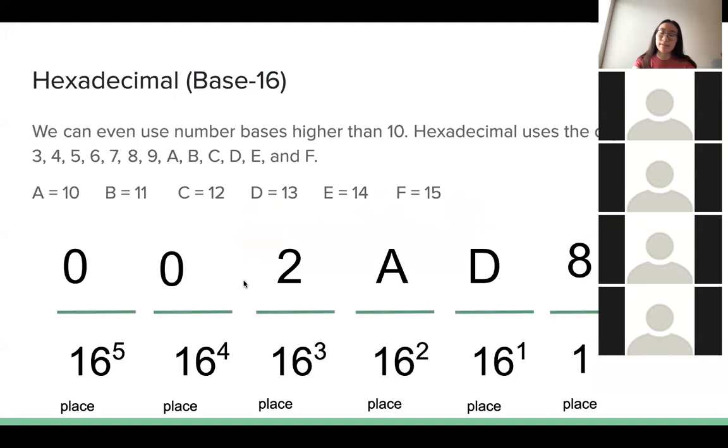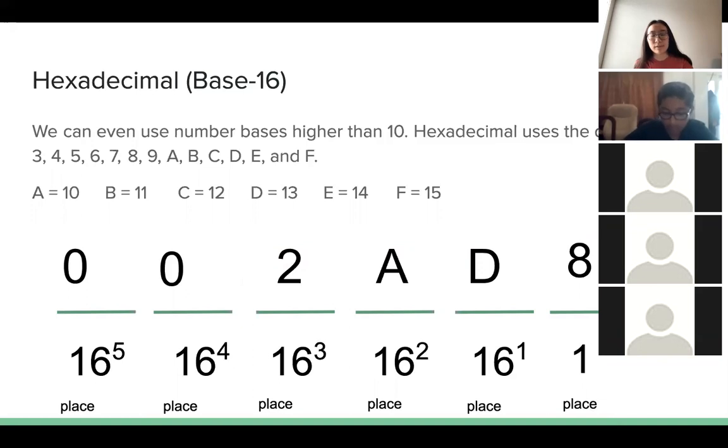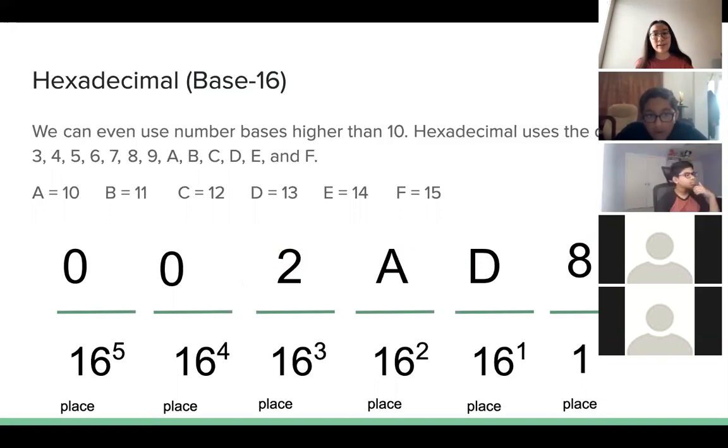All right, so we've talked about base 10 and we've talked about base 2 or binary. But there's also one more base that's pretty commonly used, and that's called hexadecimal, which is actually base 16. Now you might be thinking, how can we even have base 16 if our highest number is 9? But we can definitely go higher because hexadecimal uses the digits 0 through 9, A, B, C, D, E, and F. It incorporates the alphabet to go further. So A equals 10, B equals 11, C equals 12, D equals 13, E equals 14, and F equals 15.